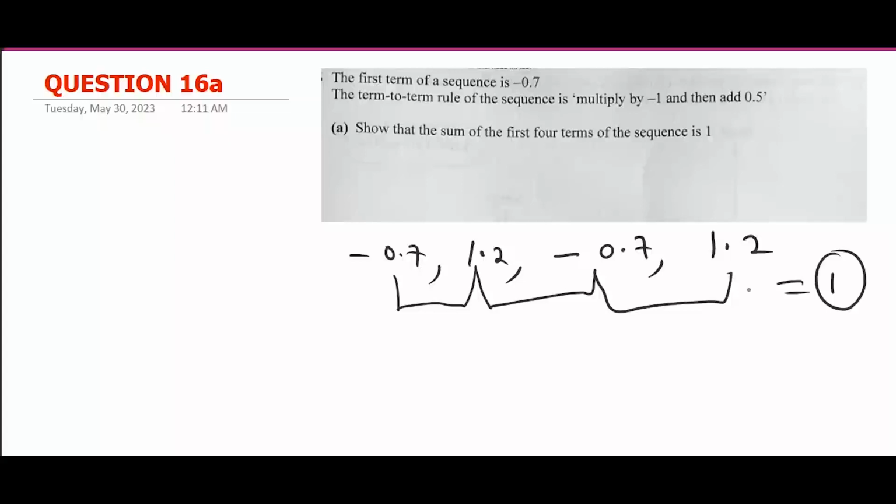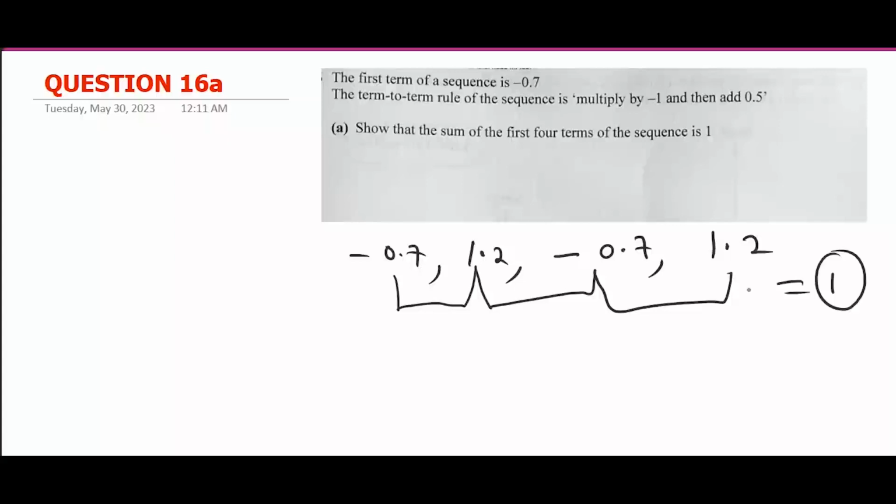So if we take the next four, since it is a sequence, that means if we take the next four terms, that is the 5th, 6th, 7th, and 8th, they must also add up to 1, because we keep on having this.